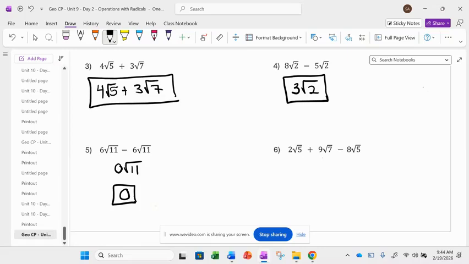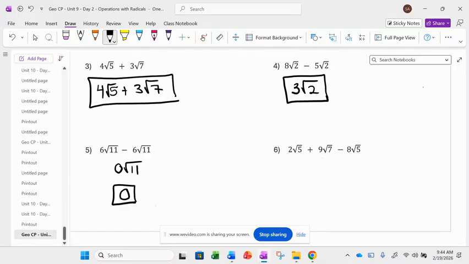And this makes perfect sense that our answer is just 0. Because if I have a number and I take that exact number away, aren't you left with 0? That's what this is saying. I have 6 root 11, and then Stella takes the 6 root 11 from me. I'm left with nothing. I'm not left with 0 root 11. I'm left with 0. I have 0 root 11s, but that's ultimately 0.